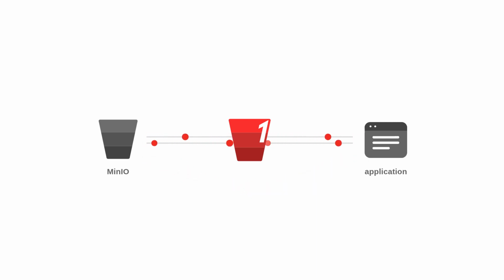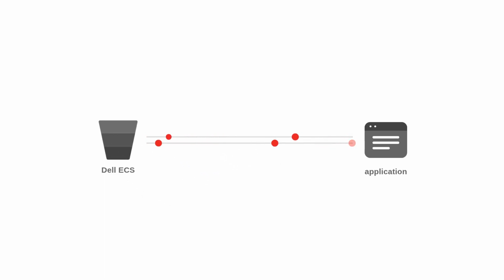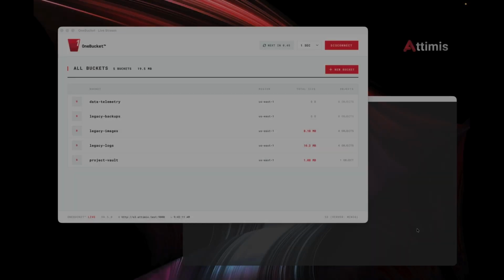Then the migration begins. New storage comes online, and OneBucket copies your data across live while traffic keeps flowing. When the copy is done, the old storage goes quiet. A direct path to the new storage comes up, OneBucket steps out of the way, and your application never noticed a thing. So that's the idea. Now let's see it live.